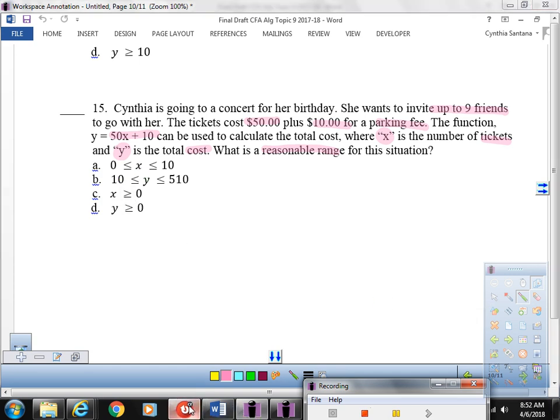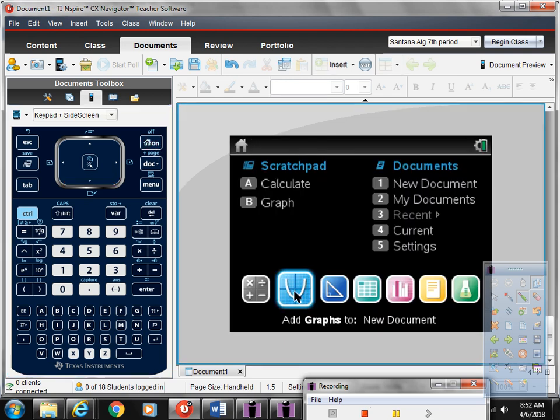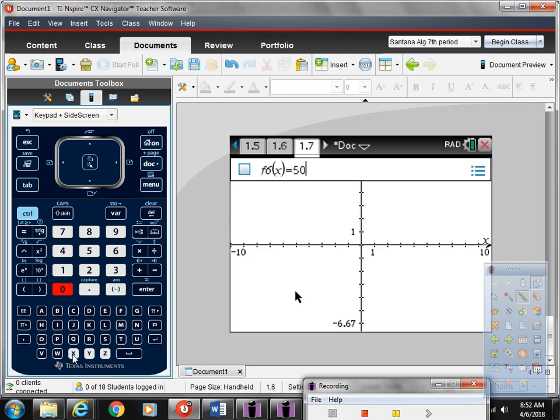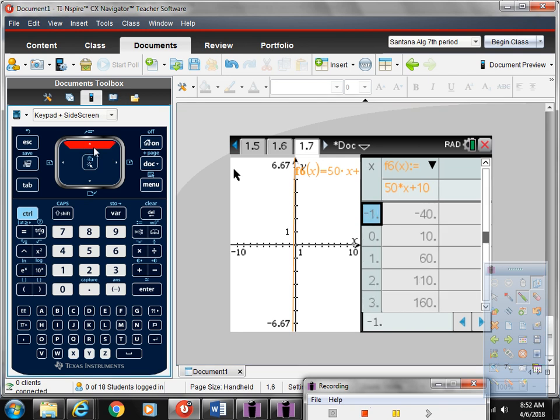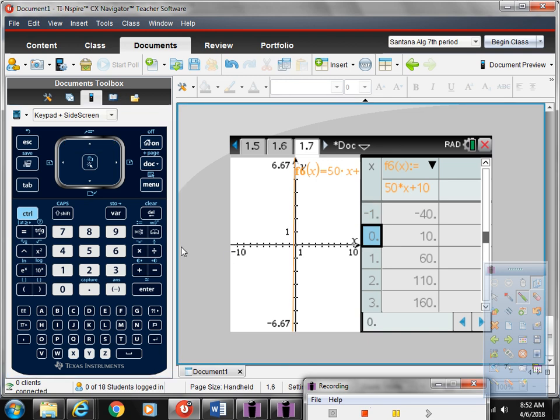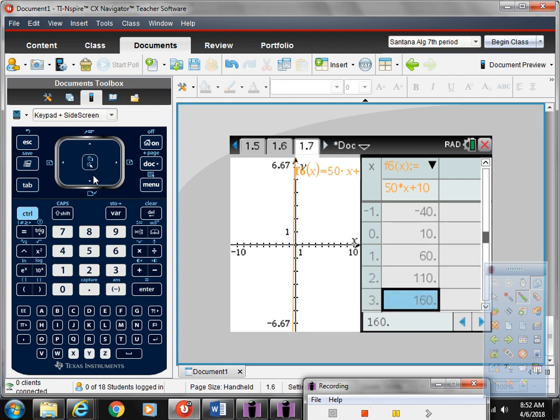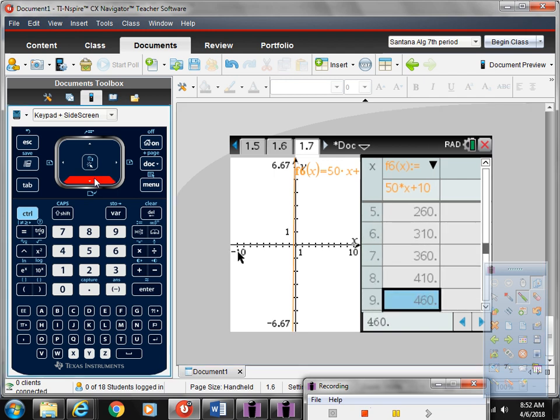So if you would have graphed this particular function, again, it's about graphing it and looking at the numbers on the table. This is how you would have graphed it. Do a Control T, and then go ask yourself, okay, is it reasonable to buy -1 tickets again? No. So reasonable would mean, let's start here. If nobody goes, a reasonable range would be $10. If 1 person goes, a reasonable range would be 60, and then 110, and then, so up to how many people was she going to invite?